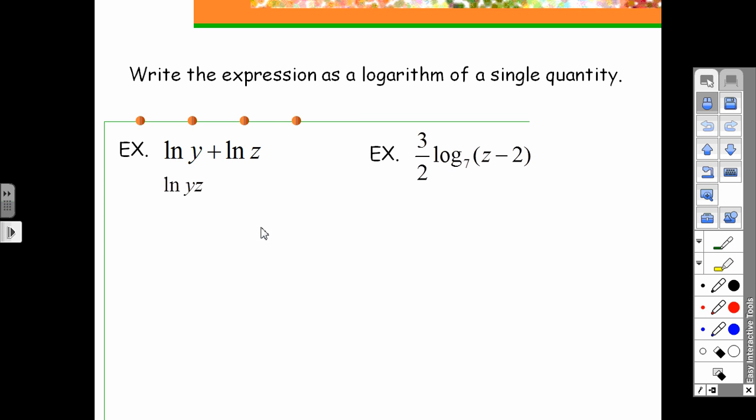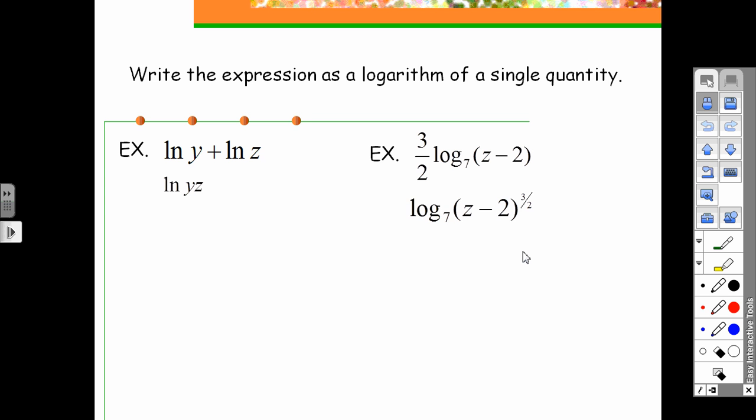Okay, let's try one a little bit more difficult. We have 3/2 times the log base 7 of z minus 2. So this right here, remember, if it's multiplied to the log, that's actually the exponent up here. So I'm going to write that first.